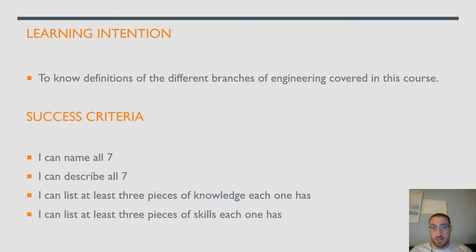First one is, can you name all 7 different engineering types or branches? After that, we are looking for you to be able to describe all 7. Then I am after you to list 3 pieces of knowledge that each one, as in each branch, needs to have. And then can you list 3 skills that each of the 7 are required to have?